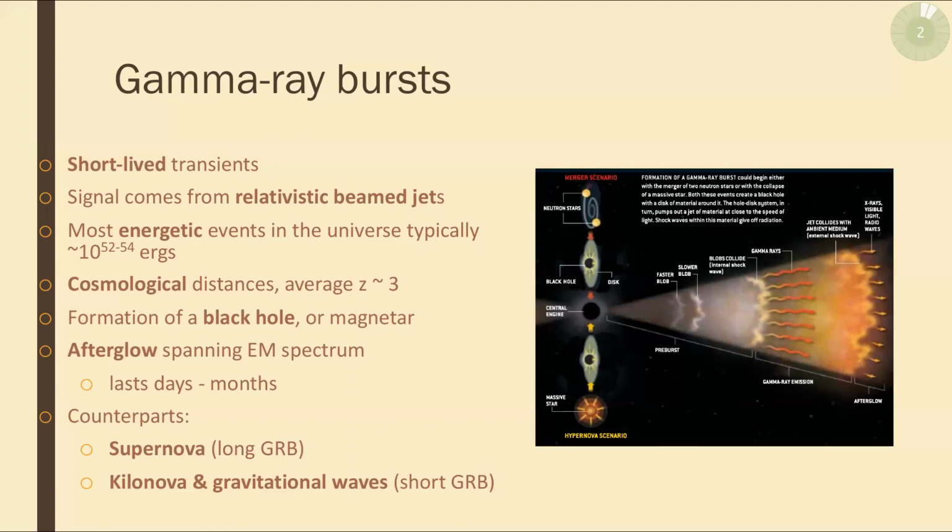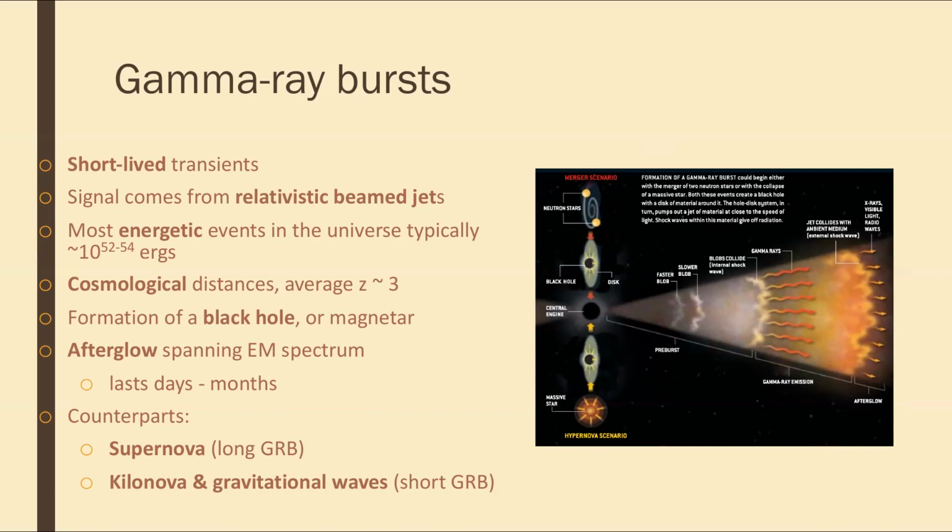The introduction to gamma ray bursts is that they are short-lived transients which form from neutron star mergers or core collapse supernovae, and they're the most energetic events in the universe. They form a relativistic beamed jet, which we see either from the center or off axis, and the jet can have varying structure throughout, so more powerful in the center and gradually less powerful towards the outside.